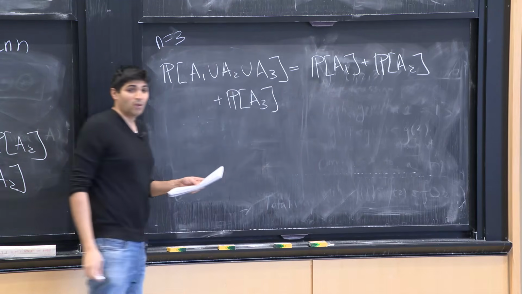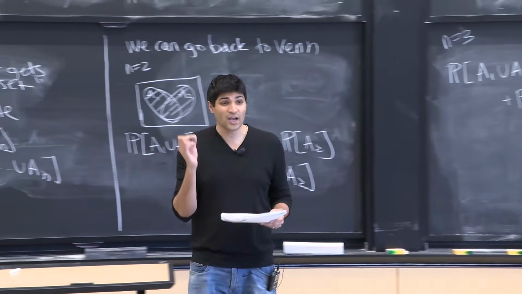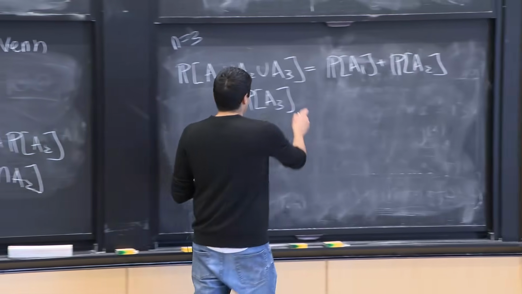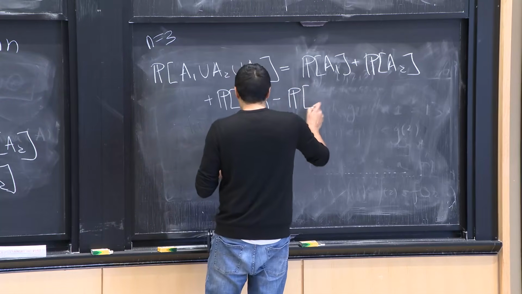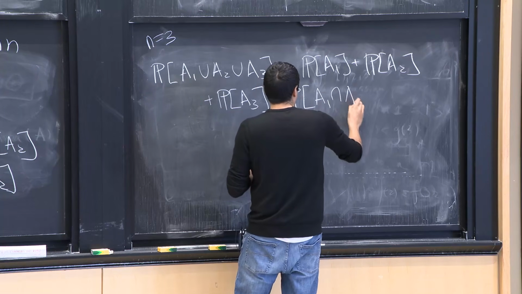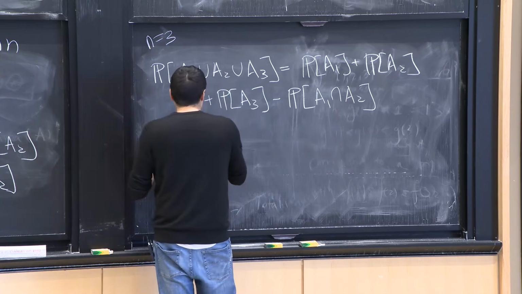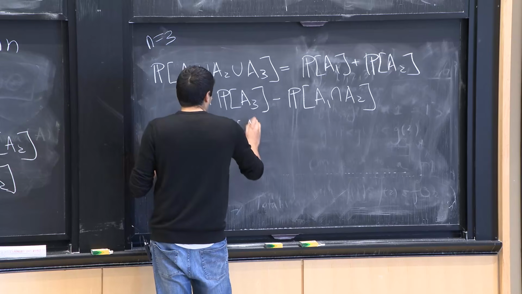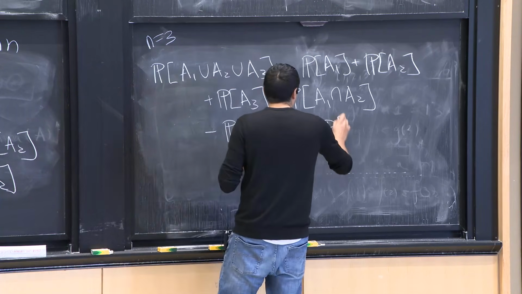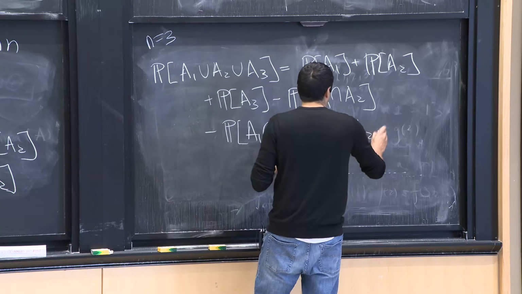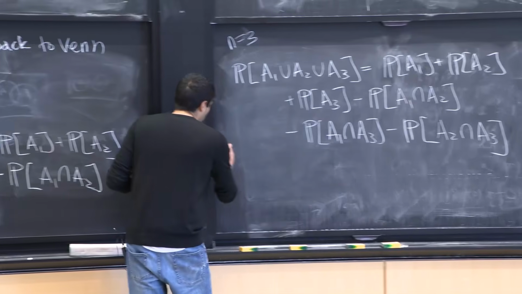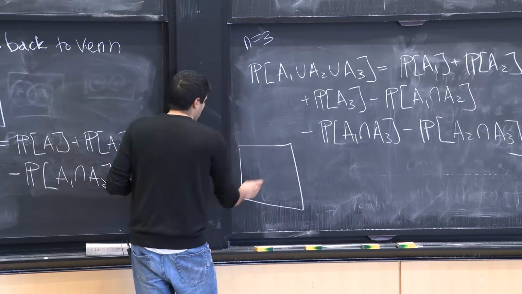But now we have the same problem, which is anything that happens in the intersection of these events is overcounted, right? So what I could try and do is subtract off pairwise differences. I could subtract off the probability A1 and A2 both happen. I could subtract off the probability that A1 and A3 both happen. And last but not least, I'll subtract off the probability that A2 and A3 happen. So this is still not correct. There's something wrong with this expression.